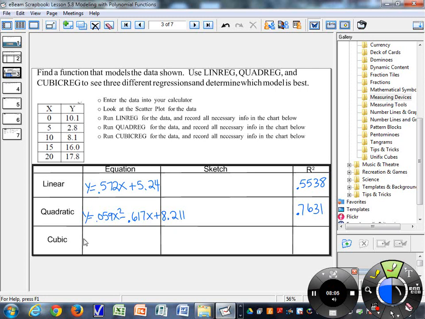So our equation was y equals negative 0.012x cubed plus 0.433x squared minus 3.23x plus 10.081. And our correlation coefficient was 0.9998.